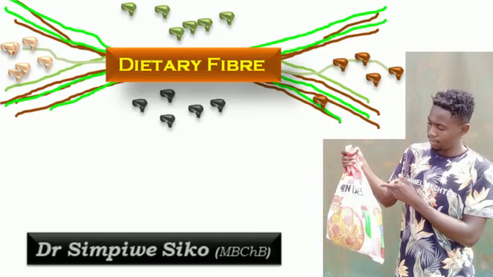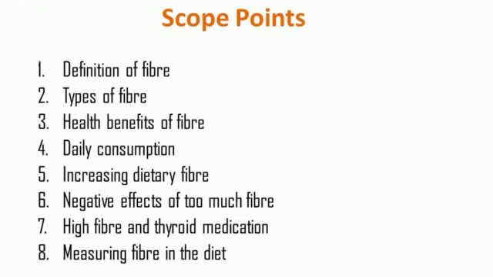Dietary fiber. Good day. As the topic says, today we are going to be talking about dietary fiber. We will cover the following under this topic: the two types of dietary fiber, the health benefits of dietary fiber, how much fiber we need to eat per day, how to increase dietary fiber, negative outcomes of too much fiber in the diet, how a high fiber diet interferes with the functioning of thyroid medication, and how to measure the amount of fiber we eat or use in our diet.